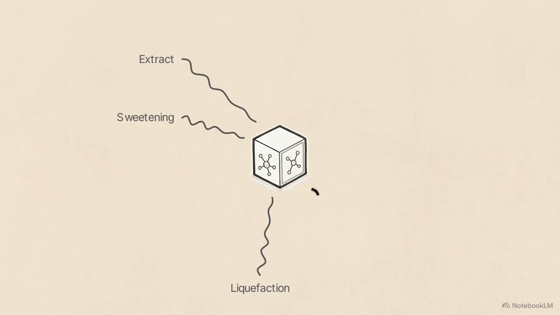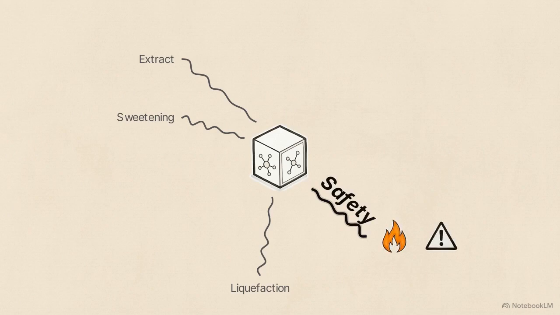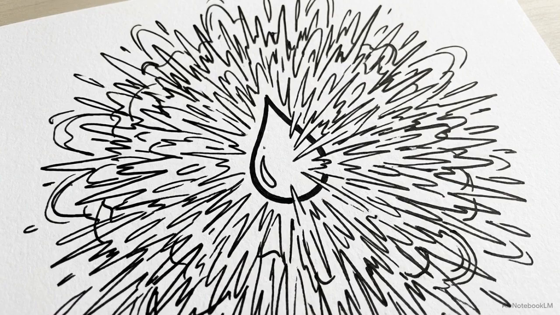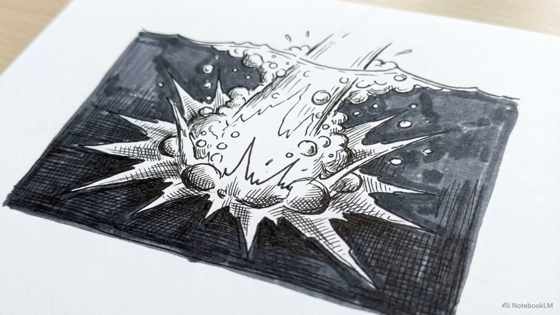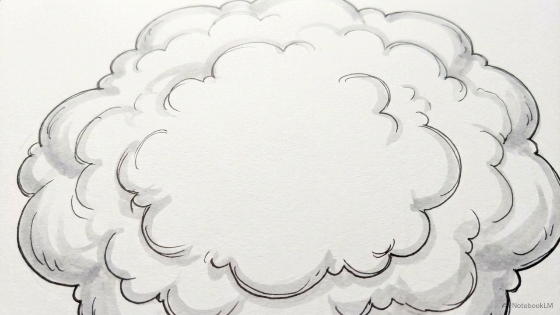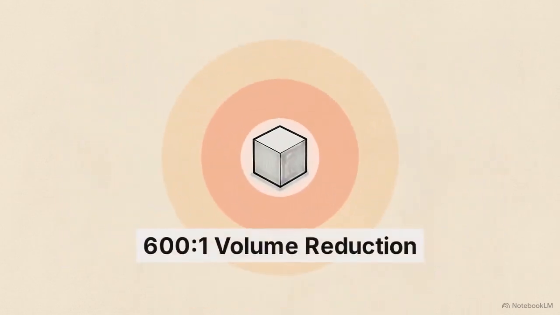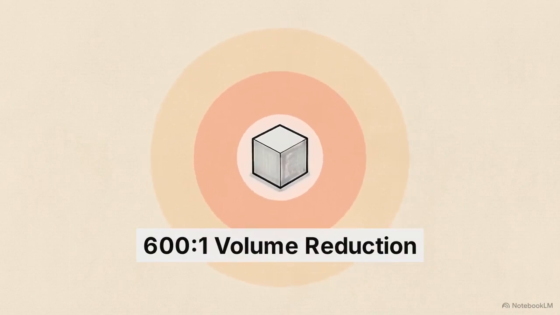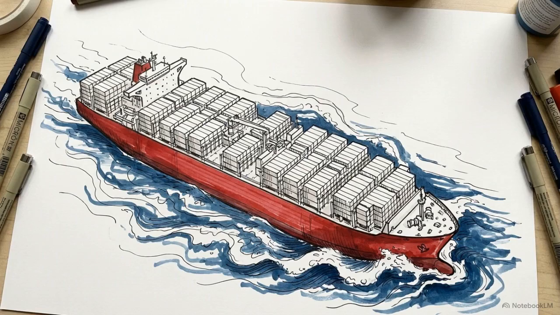Draw a fourth branch labeled safety. Sketch a flame icon for traditional hydrocarbon fire risks, and beside it write RPT. RPT stands for Rapid Phase Transition, a physical explosion that occurs if liquid natural gas suddenly contacts warmer water and instantly expands back into a vapor. By forcing this exact temperature drop, the process achieves a 600-to-1 volume reduction. That exact density change is what makes the global export of natural gas physically possible.